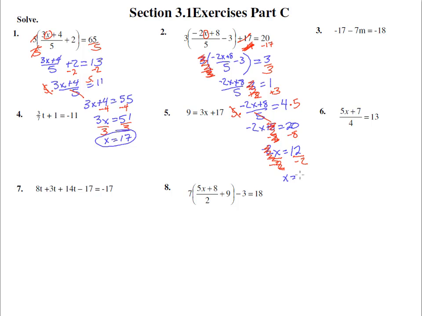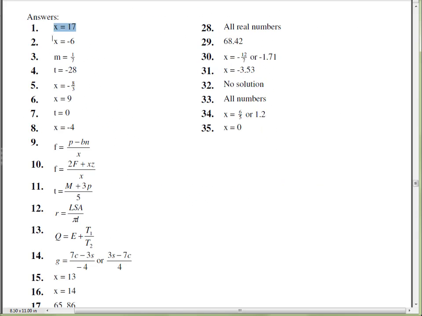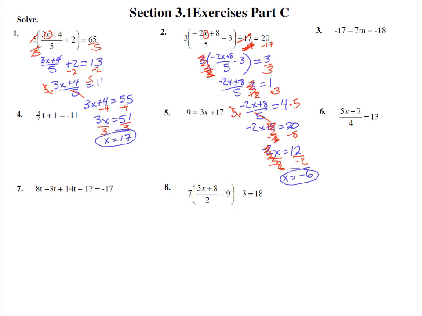12 divided by negative 2 is negative 6. Let's double check our answer. And we get x equals negative 6. Number 3. Oh, good. We have some problems that are a little more manageable.